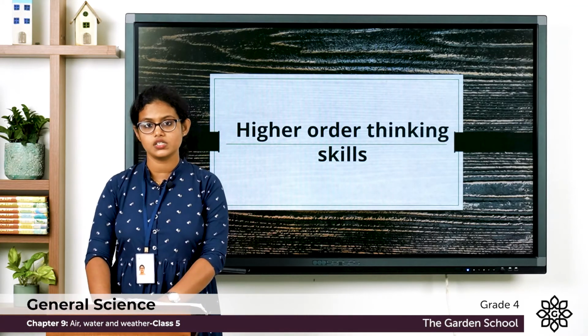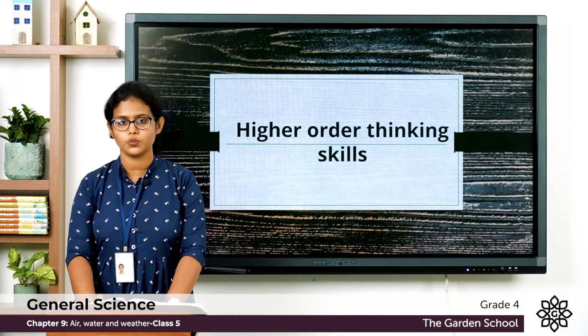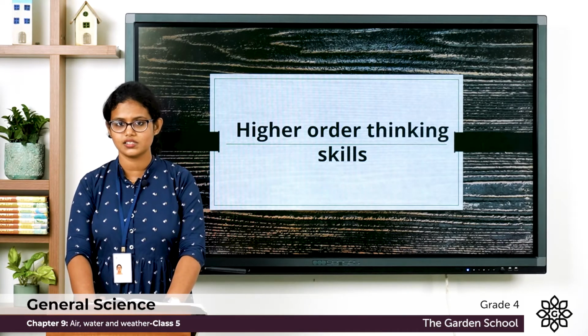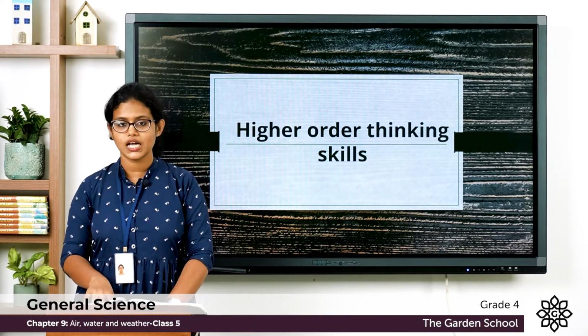So let's see the first one. Water dash into water vapor. So what is the answer? It evaporates into water vapor. So which sign do we need to put?